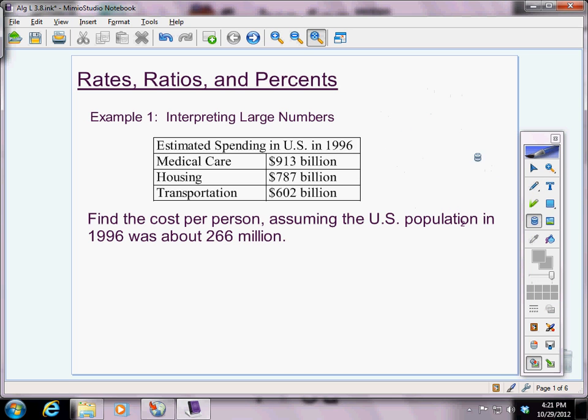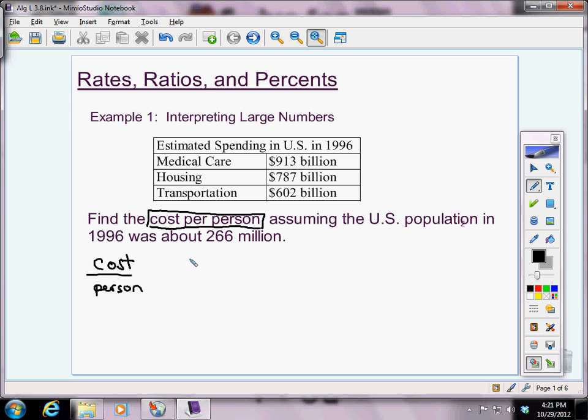Now, if we look at this example, we have a chart that says estimated spending in the U.S. in 1996. Not a long time ago, but that's all right. It says we spent $913 billion on medical care, $787 billion on housing, and $602 billion on transportation. What it wants us to do is find the cost per person, assuming the U.S. population was about 266 million in 1996. This tells you the rate you're going to set up: cost per person.